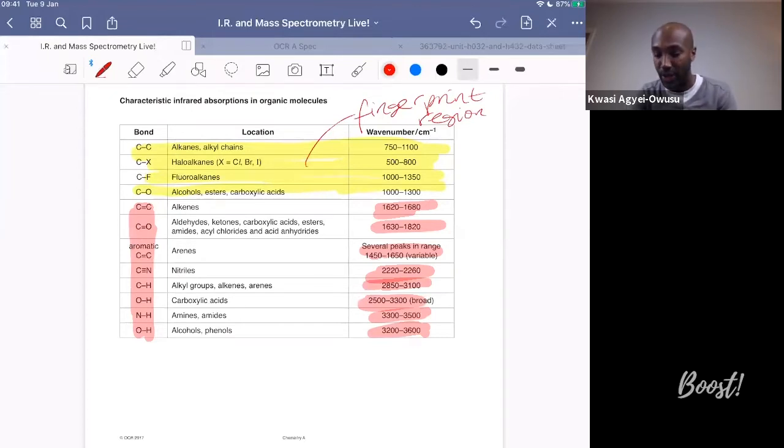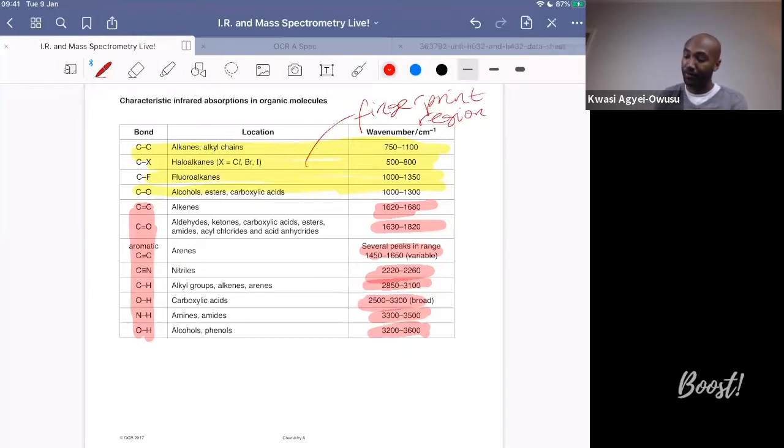Alkene double bonds appear at about 1620 to 1680 wave numbers, and then you've got the carbonyl bonds, which absorb at about 1630 to 1820 wave numbers. Then you've got aromatic carbon-carbon double bonds, which can be distinguished from aliphatic carbon-carbon double bonds. Then you've got nitriles and CH bonds, as well as OHs and NHs and OHs of alcohols. Of course, the OH of the carboxylic acid is distinct from that of the alcohol or phenol, and so infrared spectroscopy can discriminate between these functional groups.